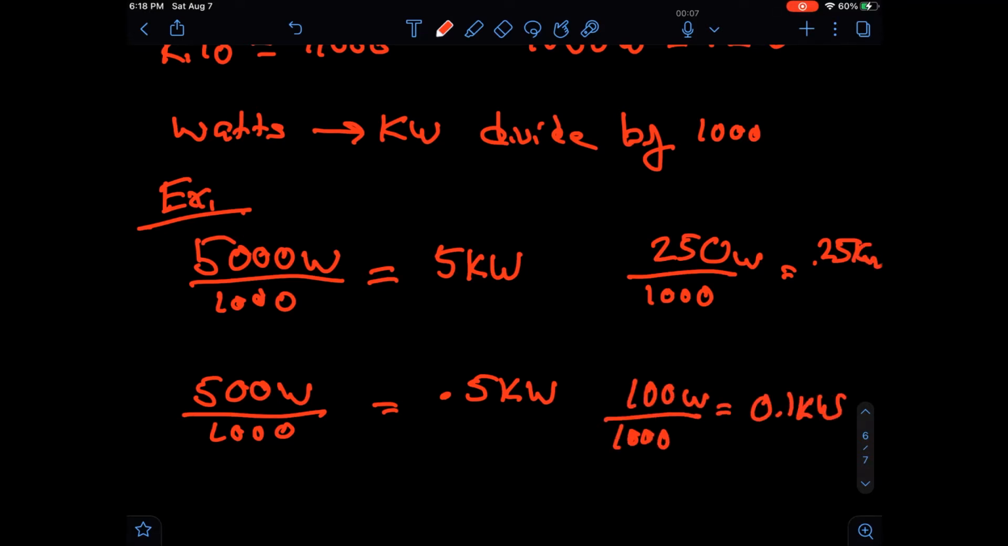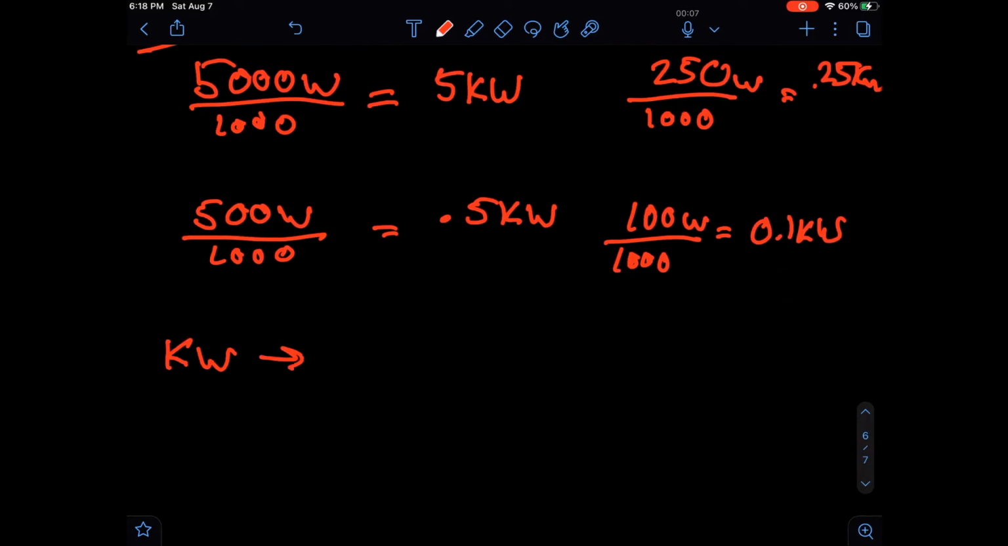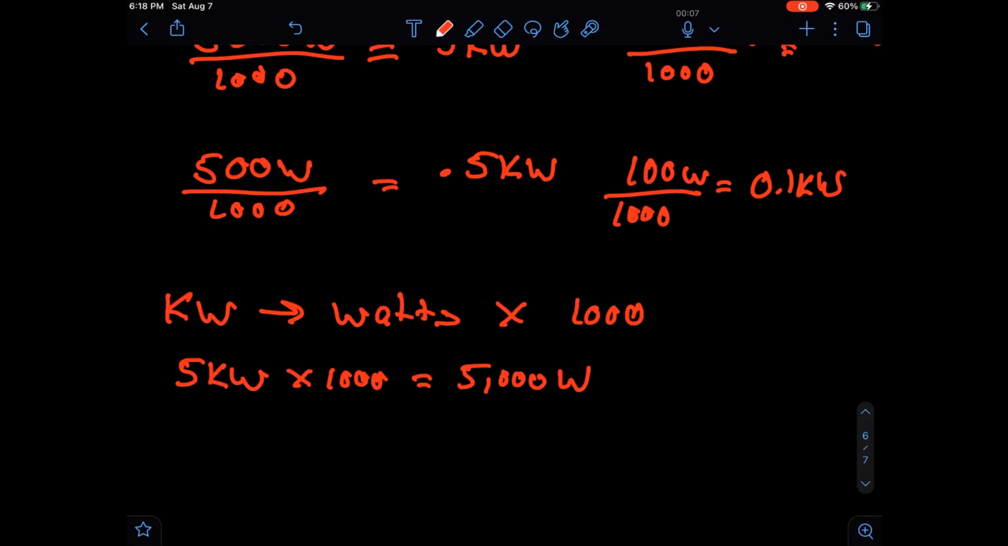Now, if I want to go from kilowatts to watts, I do the opposite, and I multiply by 1,000. So 5 kilowatts times 1,000 is 5,000 watts, or 0.5 kilowatts times 1,000 is 500 watts. So it's the opposite of what I did before.